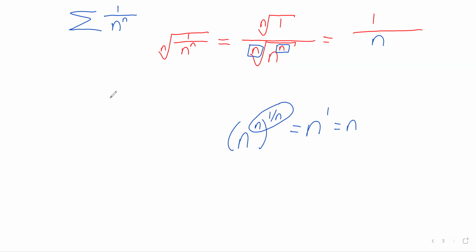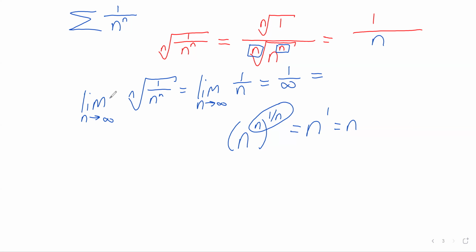And then when we take the limit as n goes to infinity of this term, it's the limit as n goes to infinity of 1 over n, which is 0. And 0 is less than 1, so the root test functions, and it gives us convergence. This series converges.